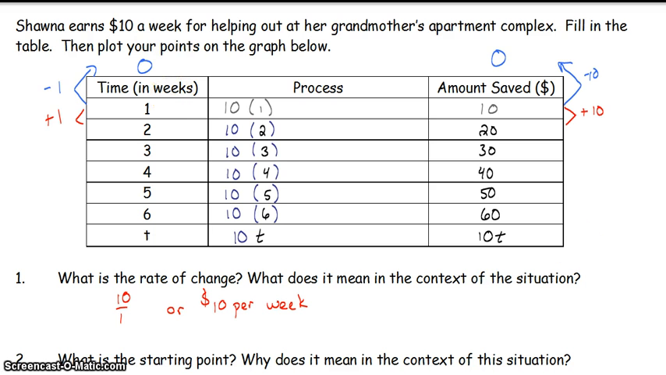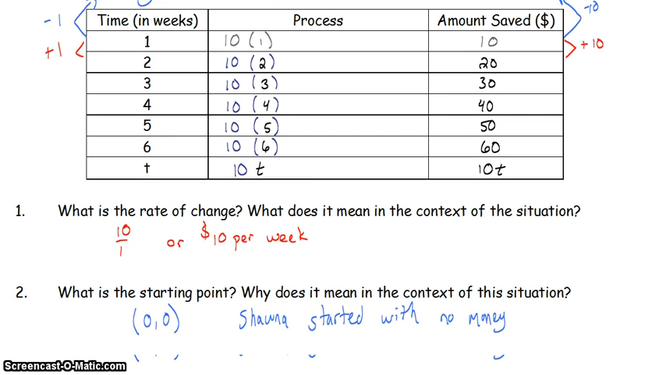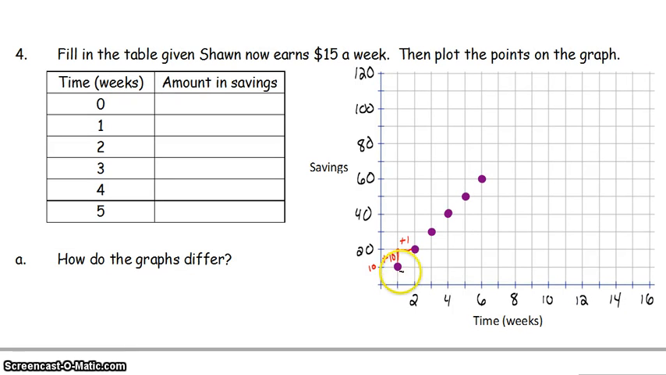So in this case, my starting point is (0, 0). Don't make the mistake of saying it's (1, 10), because 1 is actually 1 week, not 0 weeks. So in this case, it means that Shauna started with no money. And you could see that from your graph as well, because if this were a line, it would go all the way back through (0, 0). Your starting point is always where it crosses your y-axis here.